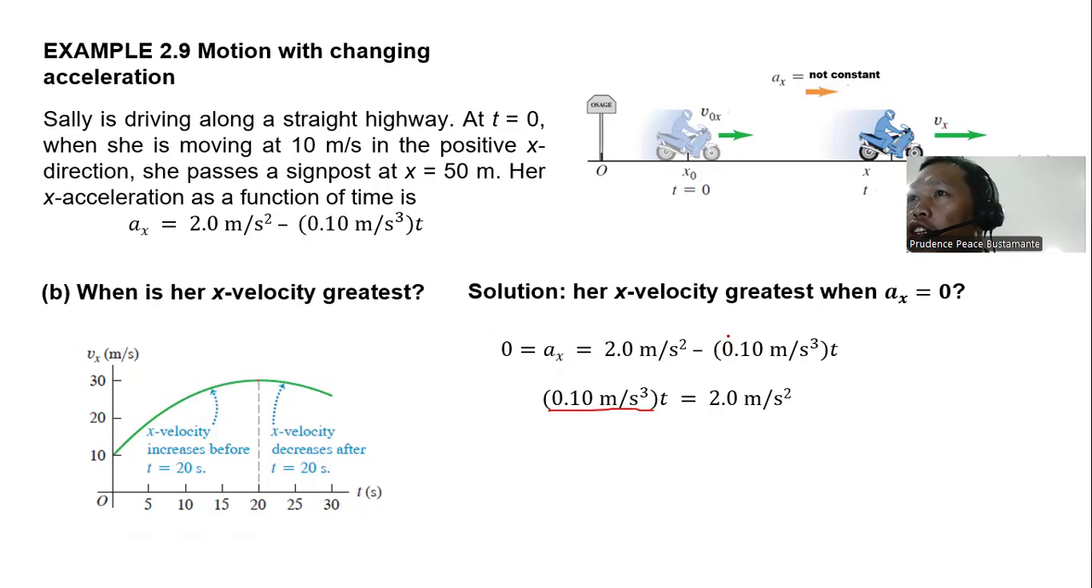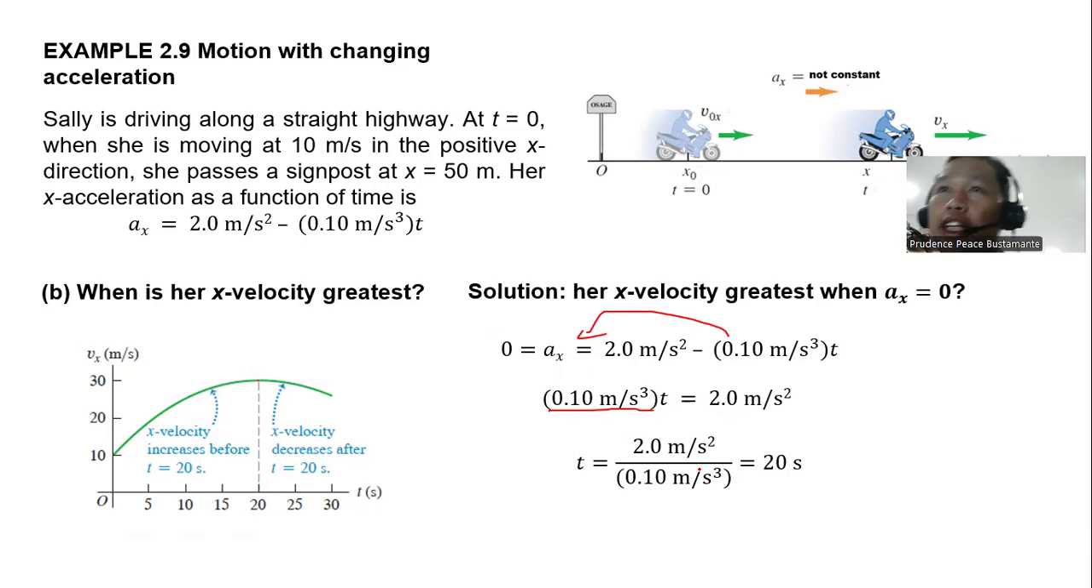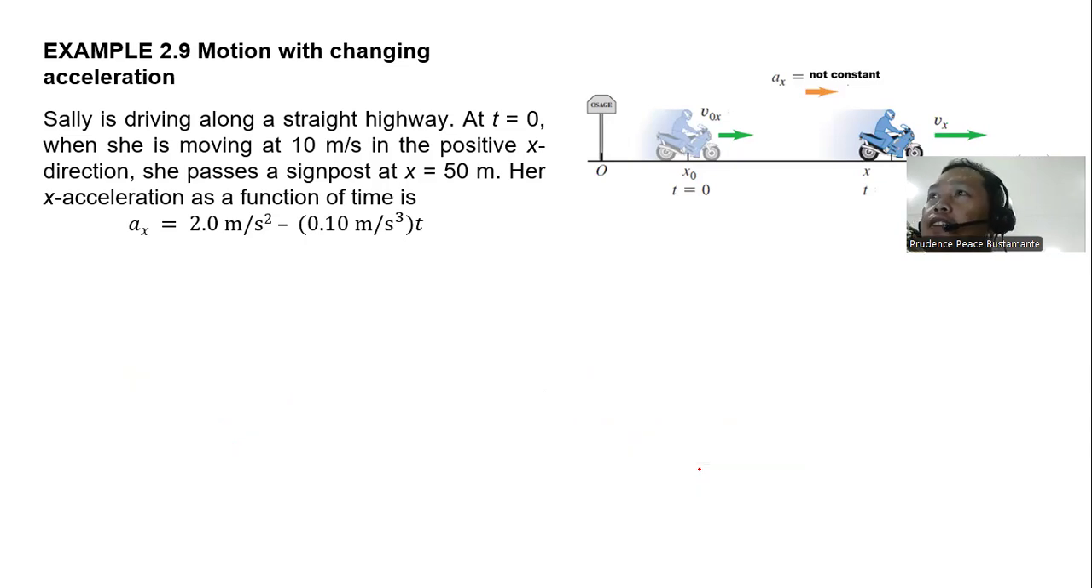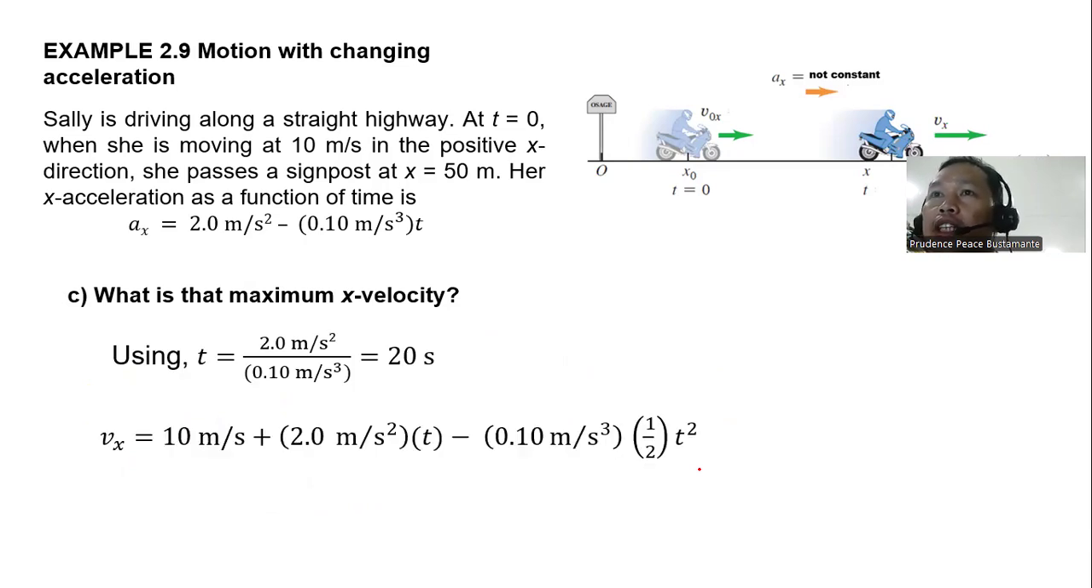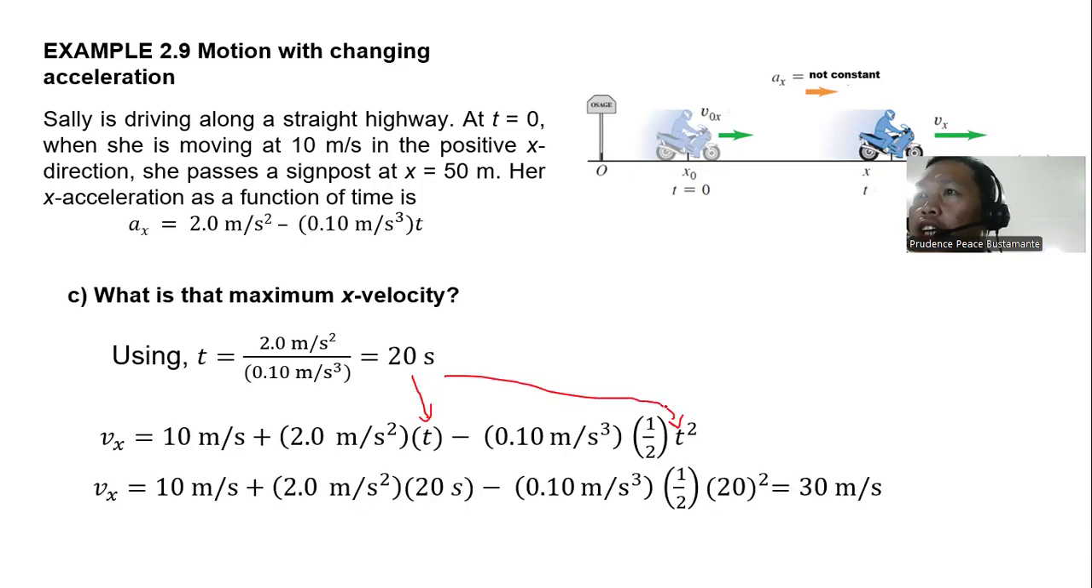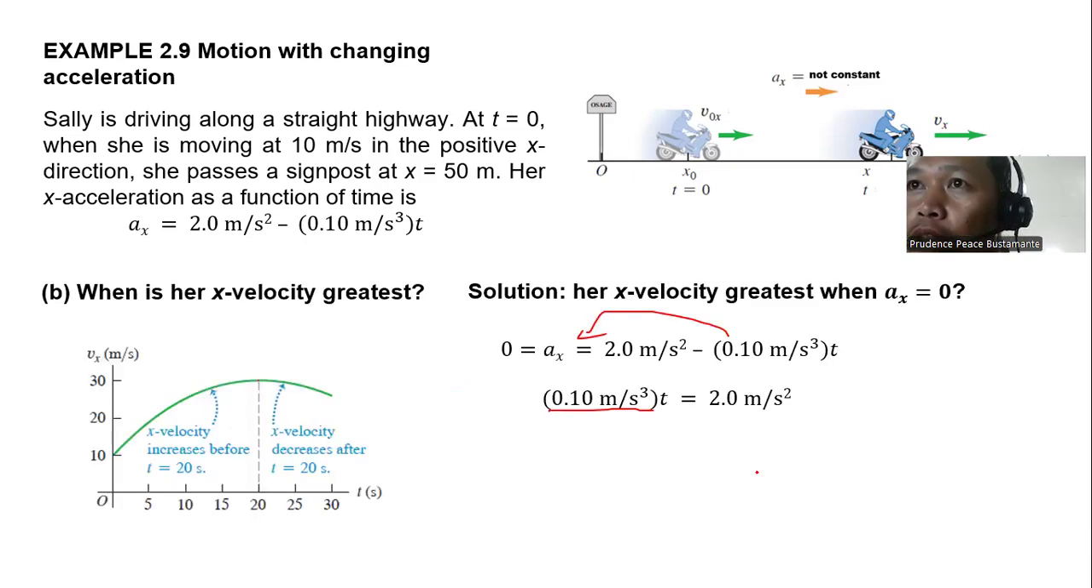So you put this onto the other side and it becomes positive. Divide both sides by this one. So the left hand side is just t, and the other side is just this one. So your velocity is greatest at t equal to 20 seconds. So what is the maximum velocity? Using t equal to 20 seconds, you just plug in the 20 seconds here. So we actually have 30 meters per second. If you look at the graph, the maximum is 30 meters per second.